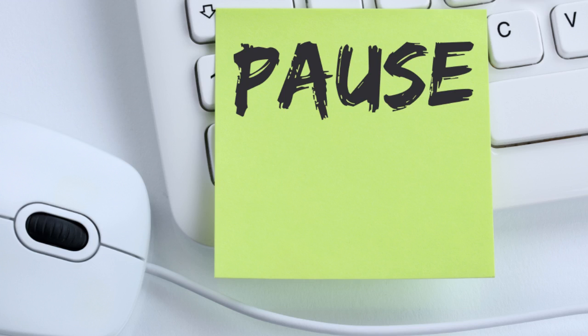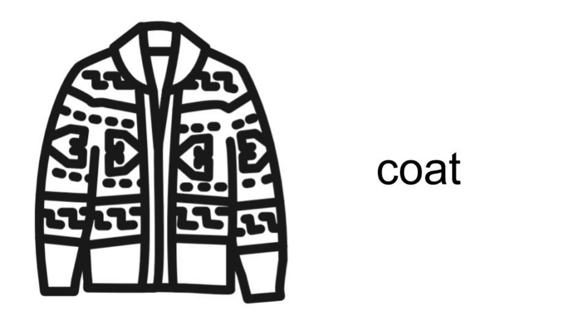Let's do some more. I will give you a noun. When you see the noun, pause the video and name as many describing words as possible. If you're with a friend, take turns. Here we go. The word is coat. Pause the video and think of as many adjectives as you can for the word coat.